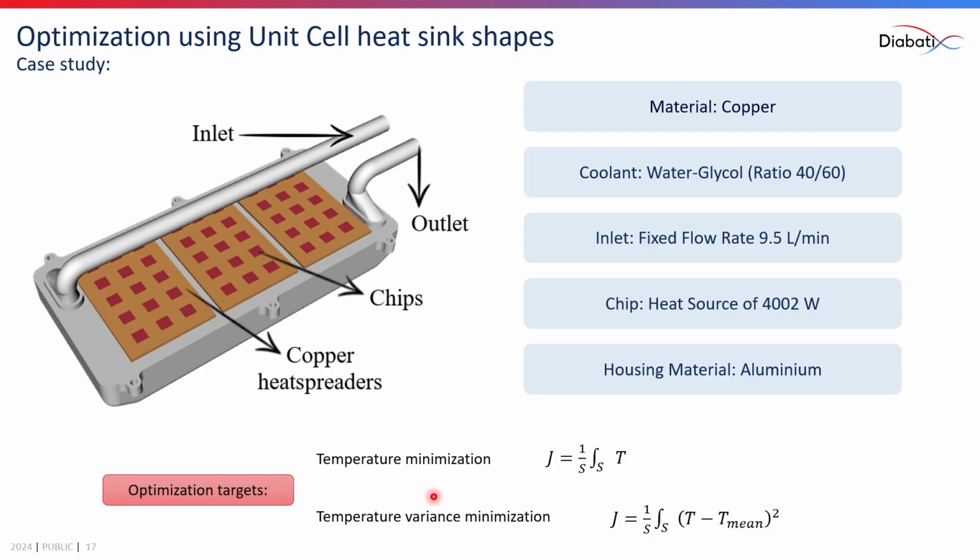One of the important ones was overall temperature minimization, but at the same time we also wanted to reduce the overall spread of the temperature. So we wanted to maintain as uniform a temperature as possible. With this setup, we went ahead and did the optimization.